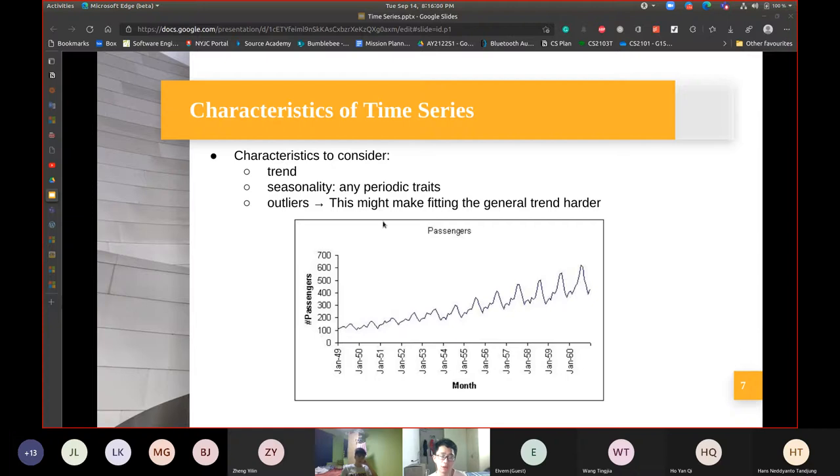The problem with outliers is that they tend to skew the prediction. Imagine if there's one huge outlier somewhere, your, let's say, linear regression line is going to get skewed towards the outlier. And that will make the linear regression not correspond to the actual trend in the data. So do be careful of outliers.